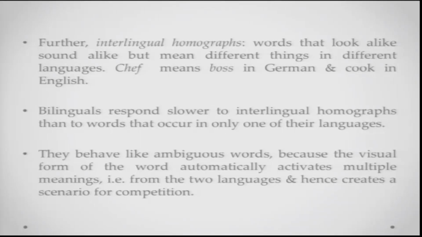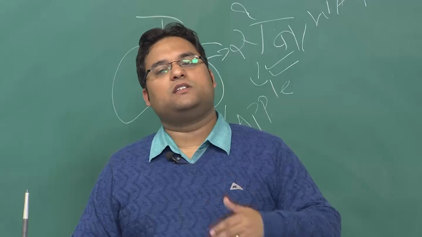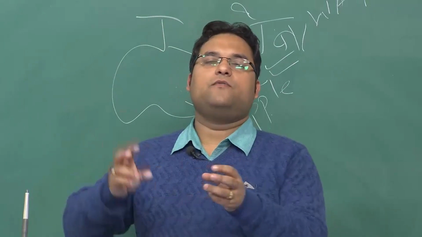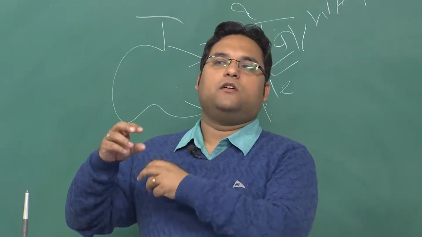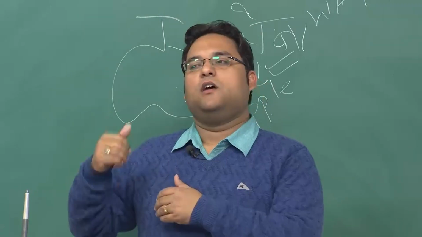There is another class of words that give us some evidence about simultaneous activation of the two languages. These words are referred to as interlingual homographs. These words look exactly the same in the two languages, however, they might mean very different things. For example, the word chef means boss in German, but it means a cook in English. Okay. So, bilinguals have been shown to respond very slowly to these interlingual homographs, because they are trying to compete, trying to suppress one of the two meanings when they are speaking it.